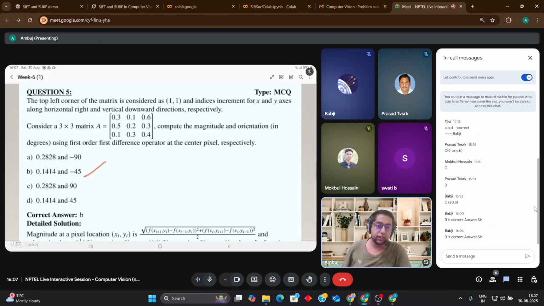Goal is to compute the gradient vector gx, gy at a particular pixel xi, yi.